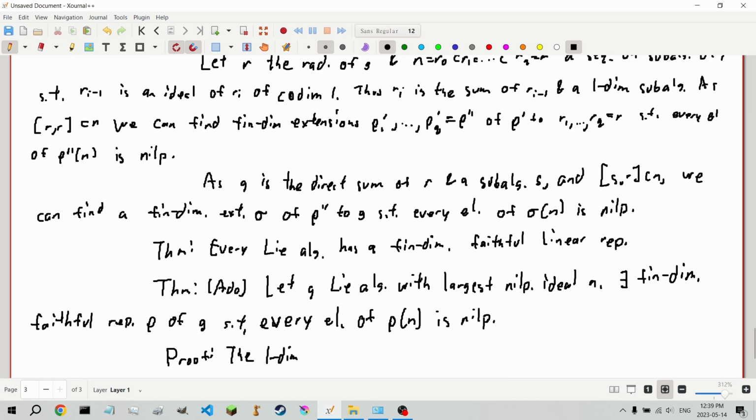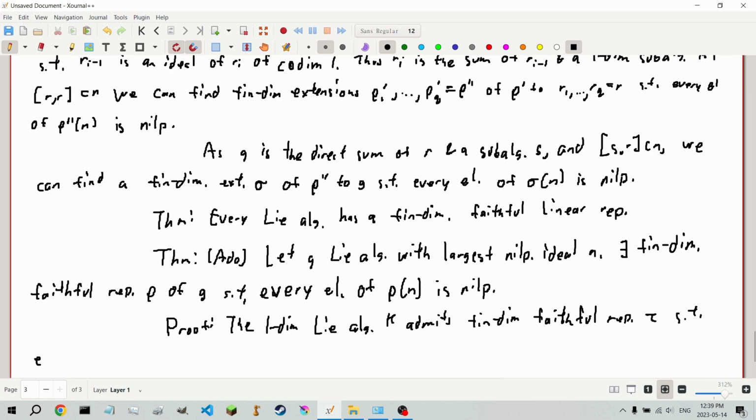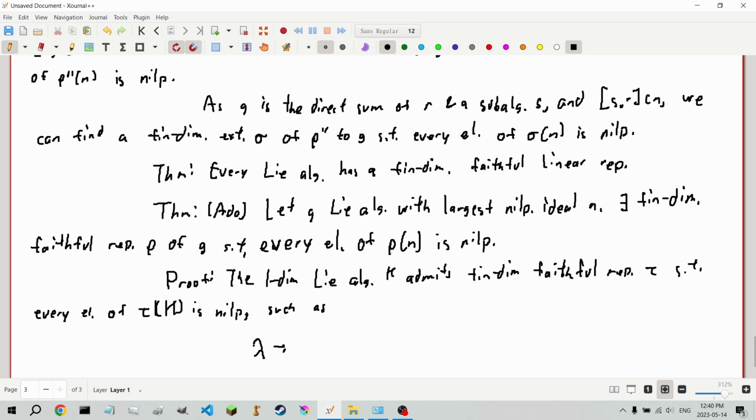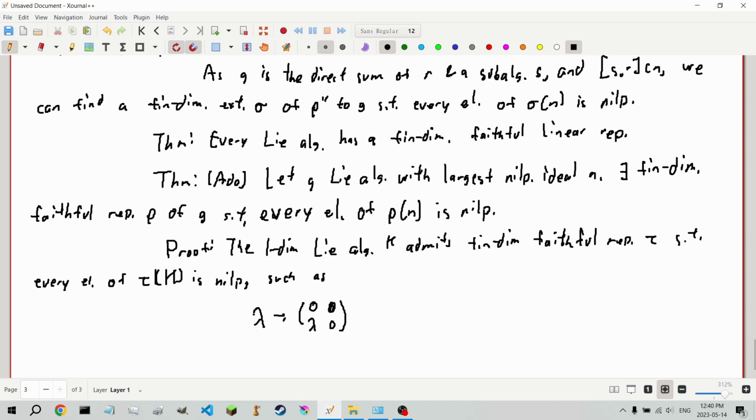The one-dimensional Lie algebra K admits a finite dimensional faithful representation τ_K such that every element of τ_K(K) is nilpotent, such as the map sending λ to the left shift multiplied by λ, the two-dimensional left shift matrix multiplied by λ.